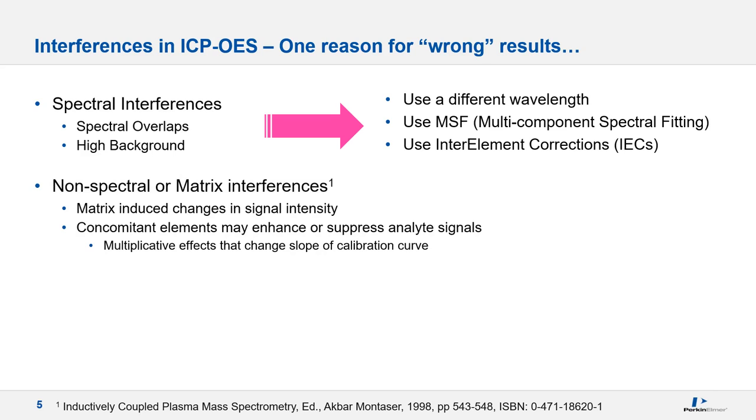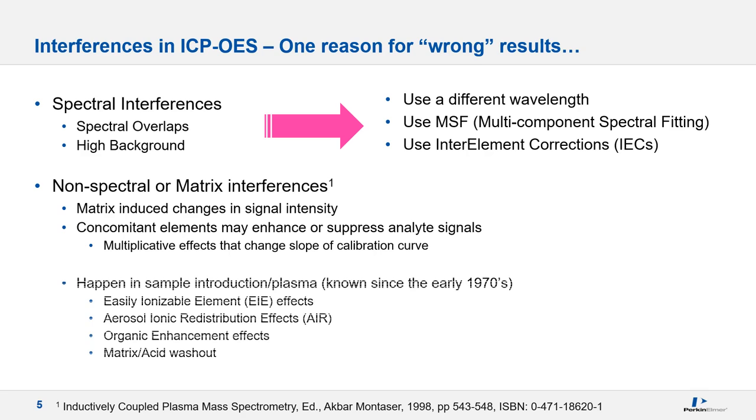You can also have non-spectral or so-called matrix interferences, and that is the focus of our talk today. These are interferences that come from matrix-induced changes in the signal intensity of your analyte. These can either be from concomitant elements, which are also present, or from changes in the acid content or strength in your calibration standards and samples.